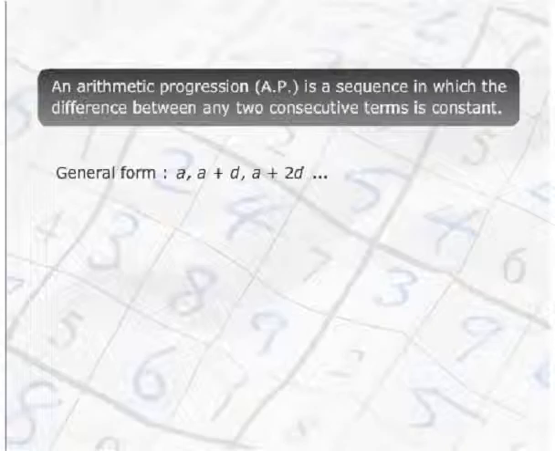And what does that mean? That means A2 minus A1 will be equal to A3 minus A2, which will be equal to A4 minus A3, and so on. And each of them will be equal to D.